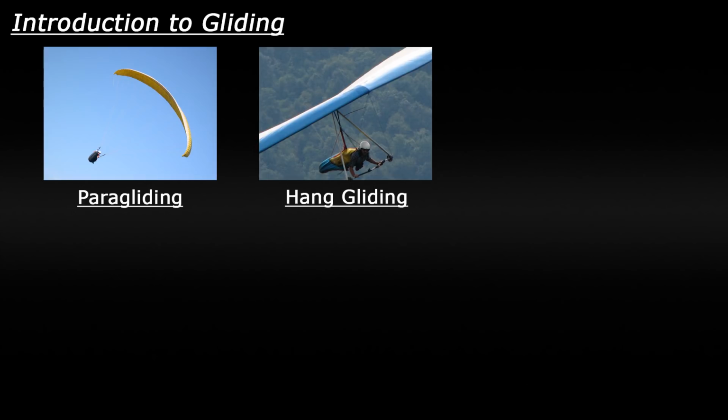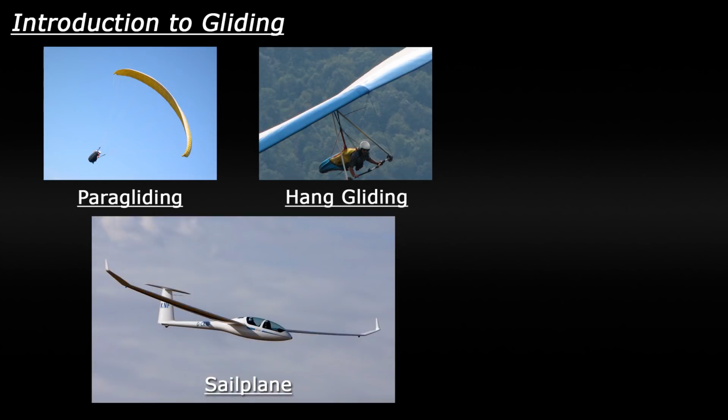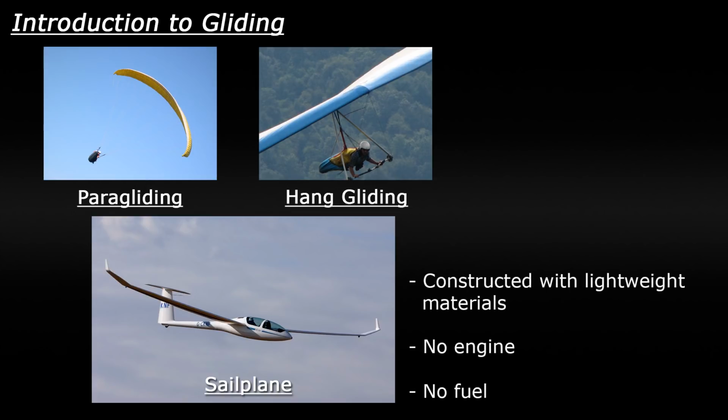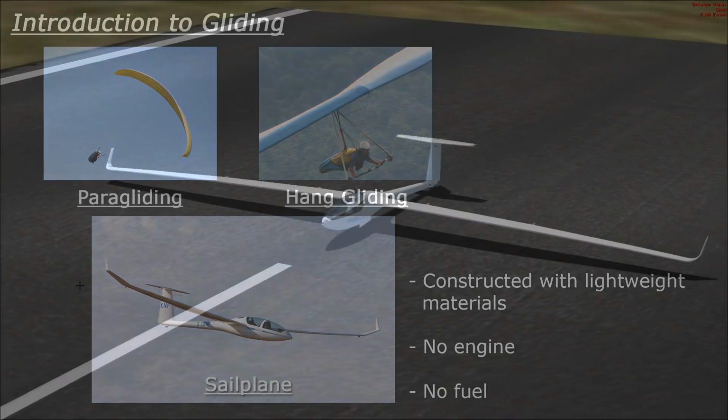What we have available in FSX is actually a sailplane. So a sailplane looks similar to a normal plane. It's typically made out of lightweight materials such as fiberglass or carbon fiber, rather than using metals, which is what most modern aircraft use. Another weight-saving feature is that most sailplanes don't have an engine, so that's another huge chunk of metal missing. Also, because they don't need an engine, they don't need fuel, which means even less weight.